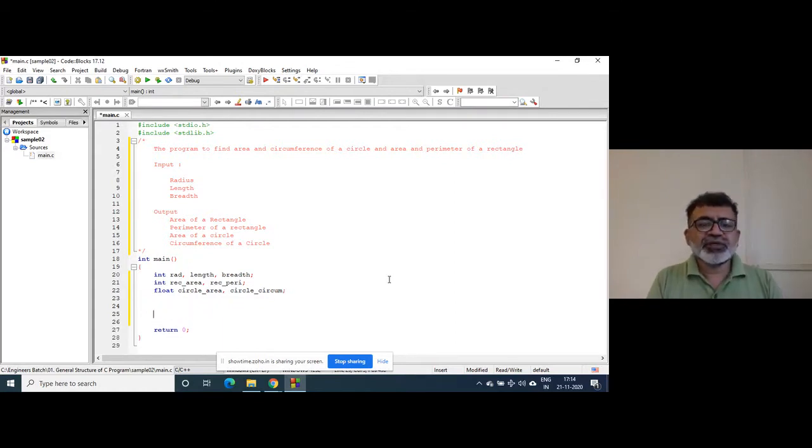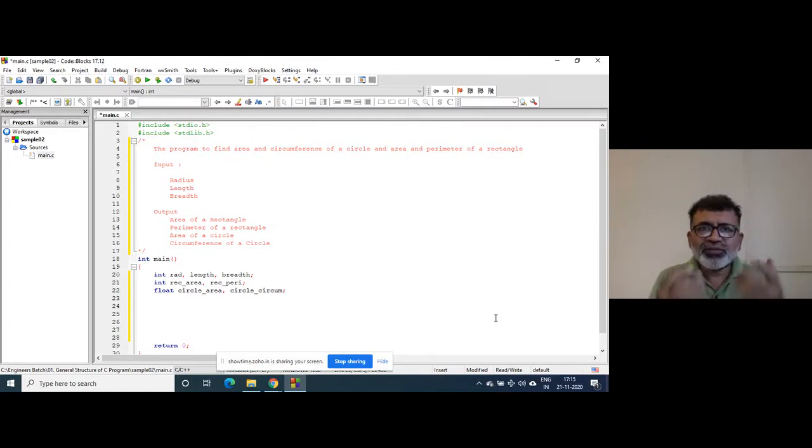So these variables we have declared. Note that not all variables have been declared on a single line. Some logical division is done. These variables are for input. These variables are for rectangle information. These variables are for circle information. So if you want to modify this program in the future for more shapes, you can add variables accordingly, right?